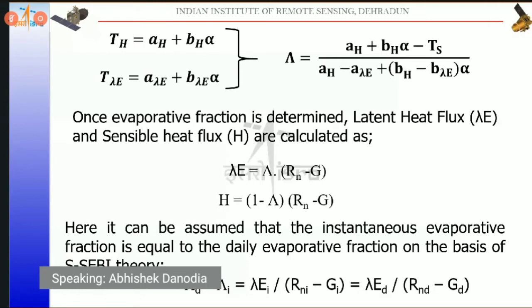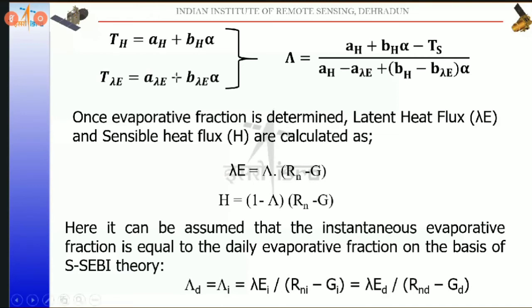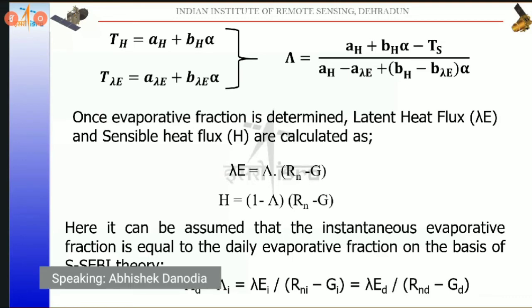So using the particular T_H and T_lambda linear regression equation, we can ultimately calculate the EF, the evaporative fraction. And this fraction is further used for calculation of latent heat flux and sensible heat flux. Okay, but now coming to the remote sensing energy balance approach, this is an instantaneous approach, because at a fraction of a second or instantaneous time, it gives you the particular rate, the latent heat flux rate or sensible heat flux rate.